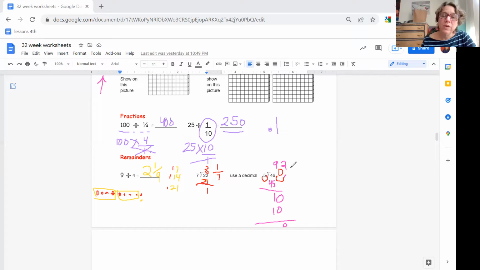There is a point after this, but the next number is 0, so we don't need to write it, okay? But if there's another number here, you have to write it.